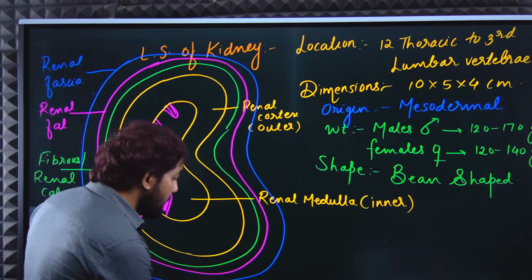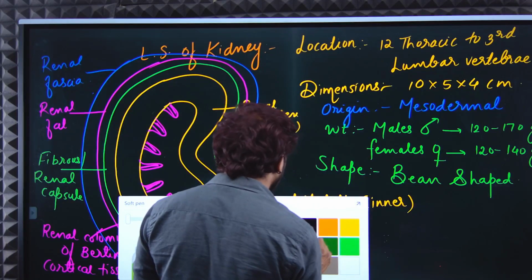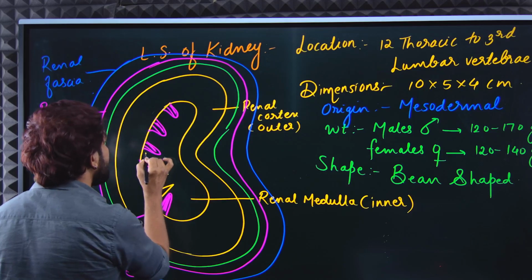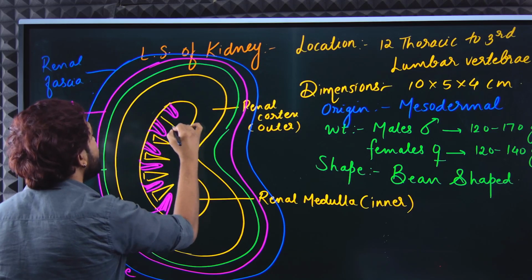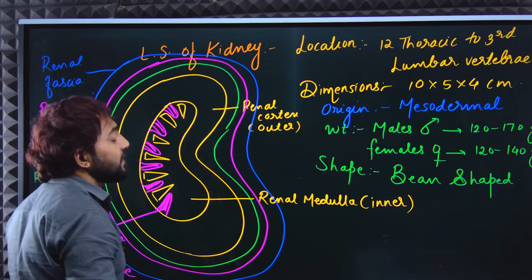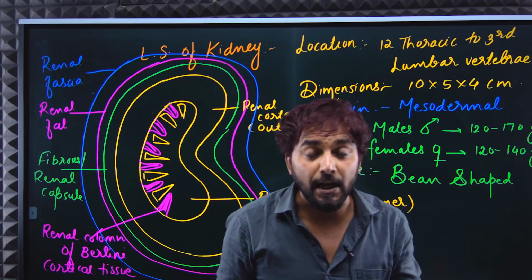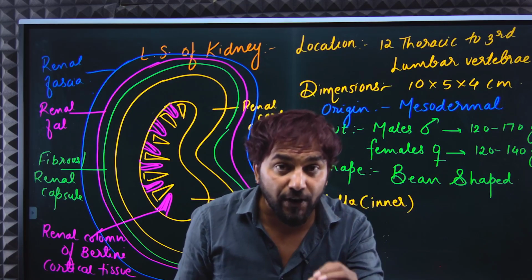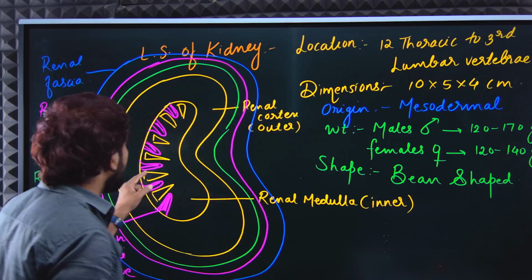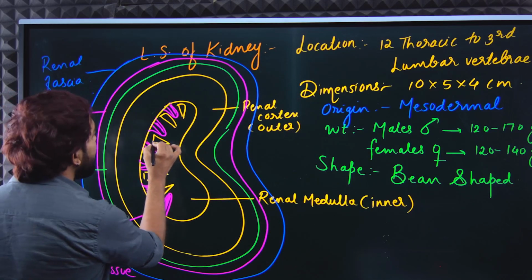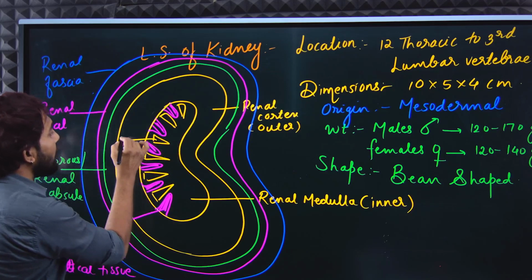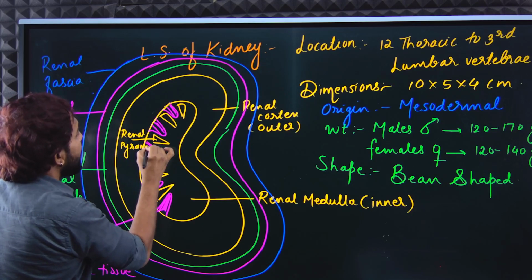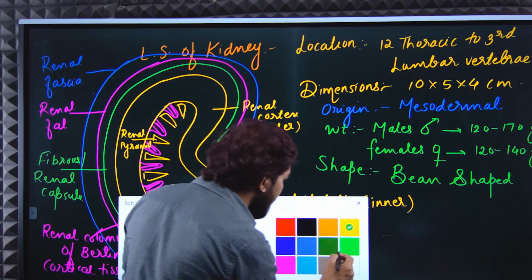In between this, you have such structures. These structures are the renal pyramids, and the number of renal pyramids can be in between 7 to 18 in a single kidney. So these structures in this yellow color are the renal pyramids.